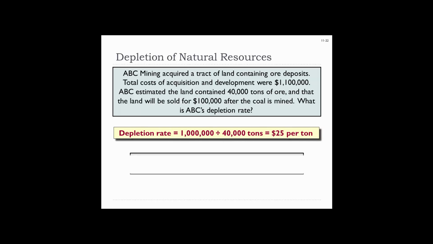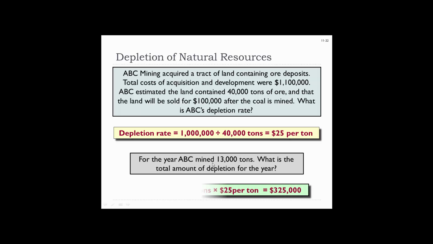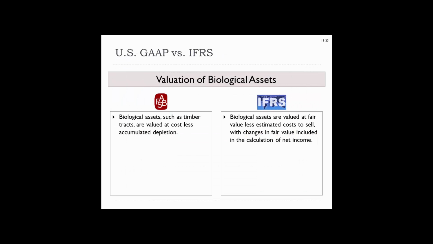All right, $1 million, because we subtracted the 100,000 residual value. So we get 1 million divided by 40,000 tons equals $25 per ton. If they mined 13,000 tons in the first year, the depletion would be $25 times 13,000 tons, or $325,000 in depletion expense.